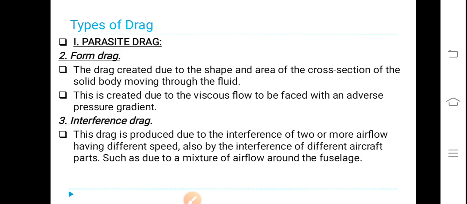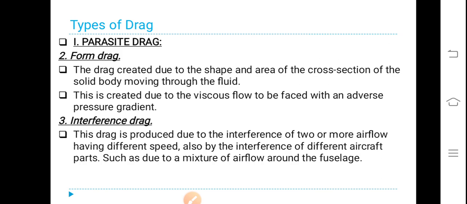Parasite drag, second type: form drag. Form, not farm. The drag created due to the shape and area of the cross section of the solid body moving through the fluid. This is created due to the flow being faced with an adverse pressure gradient.